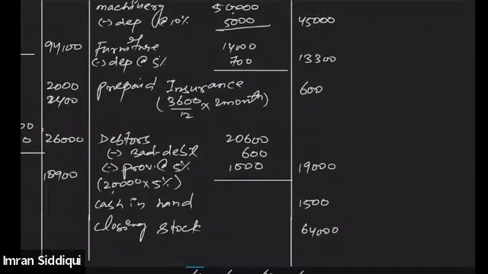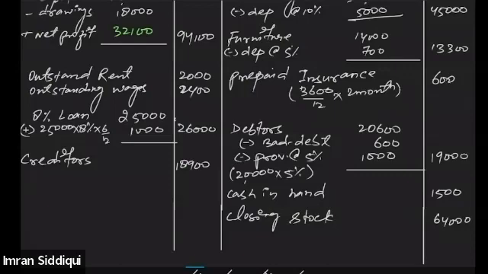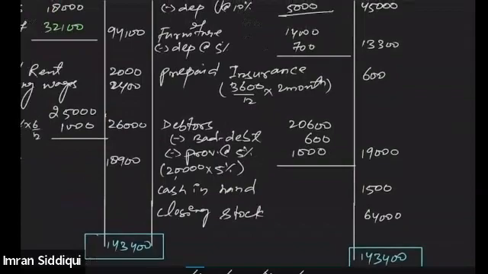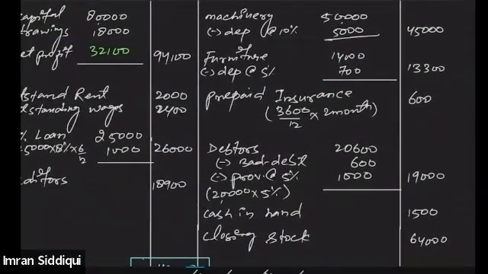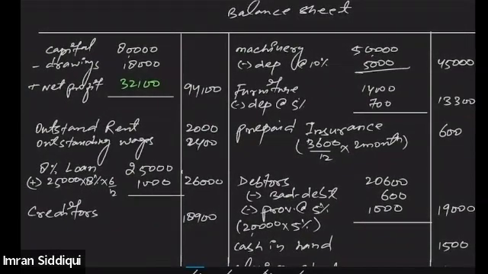Now what we'll do, we'll first of all total the liability side. Totaling this, we will be getting 1,43,400. And on the asset side, we should be getting the same value, 143,400. Tell me everyone, is everything clear or not? Any doubts? Anyone? No, sir. Everything's clear.